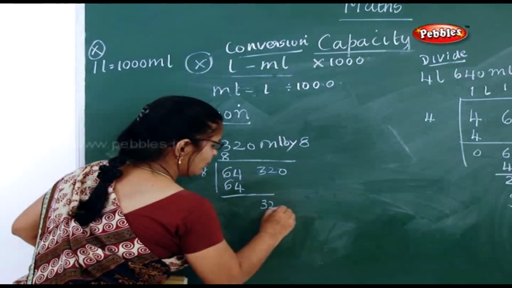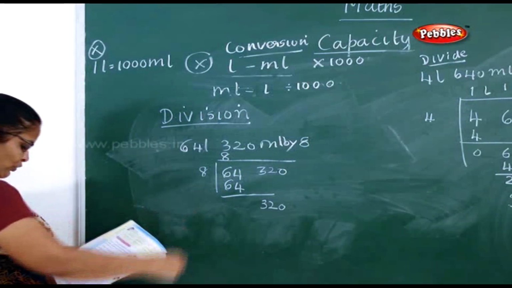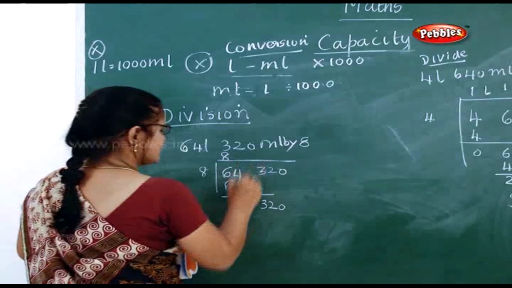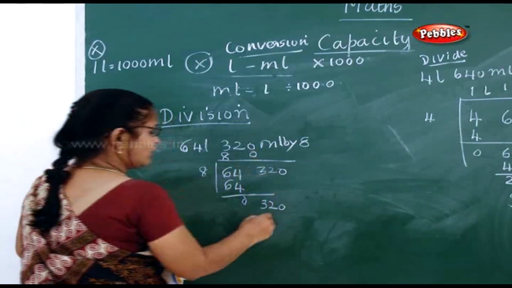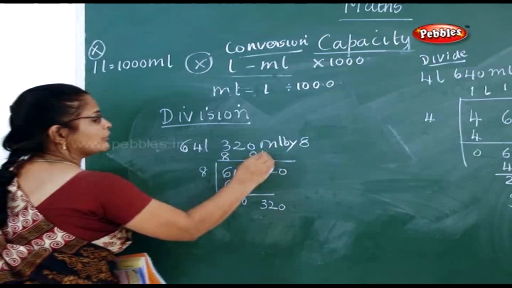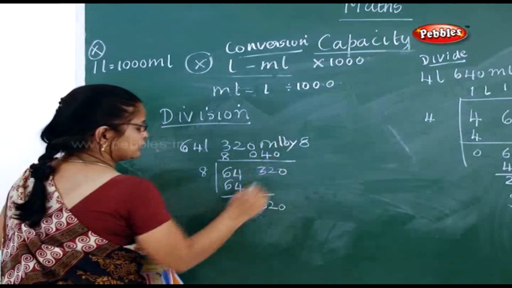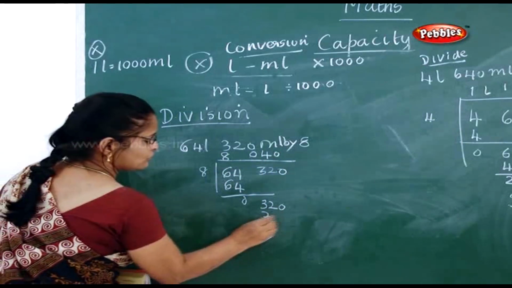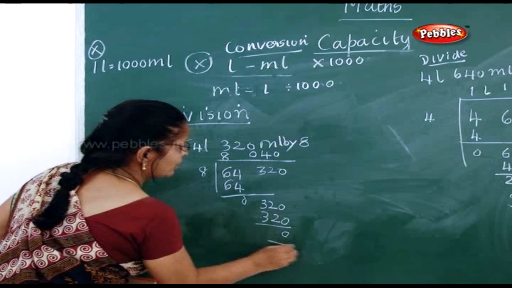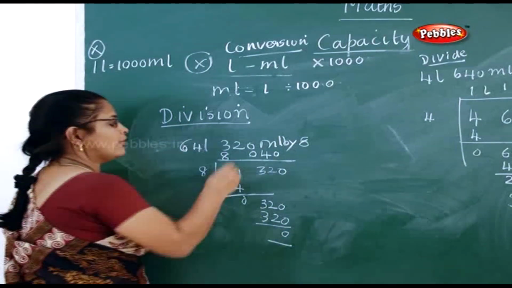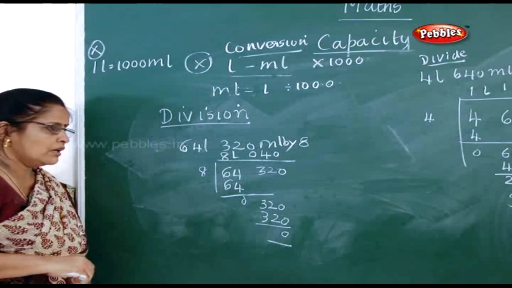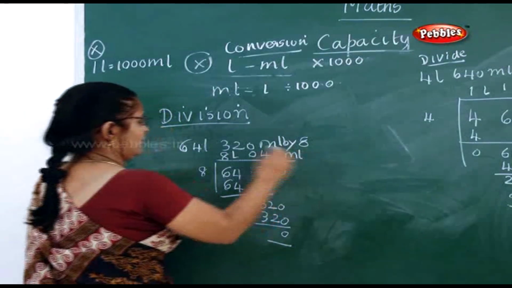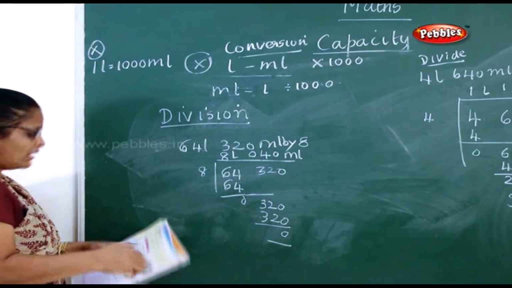Now 320. So how many times will 8 go into 32? 4 times. The 0 you have to put here, 0. So 40, because 8 4s are 320. So you can straight away put 320. So what is the answer here? You have to write 8 liters and 40 ml.